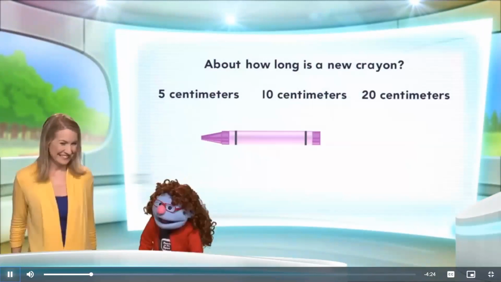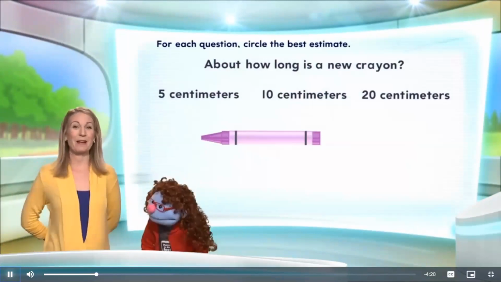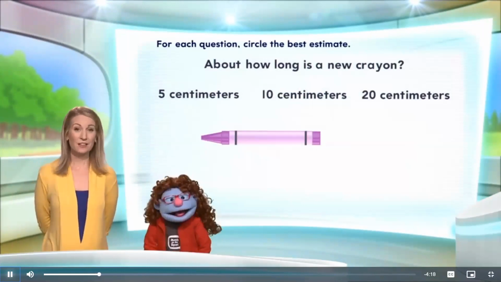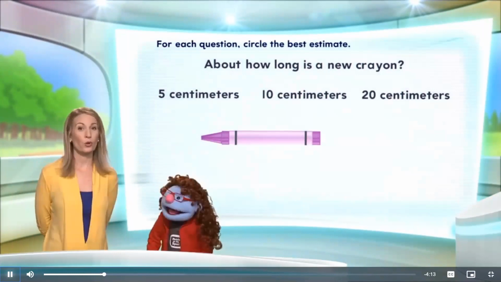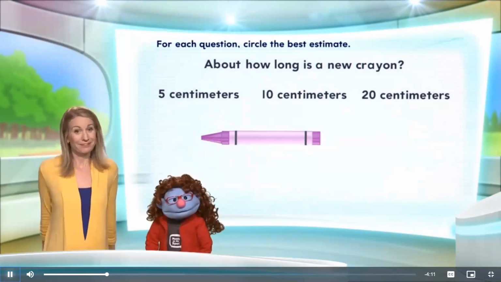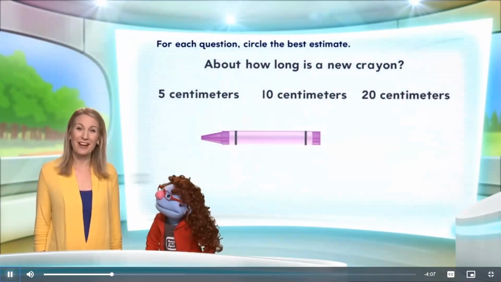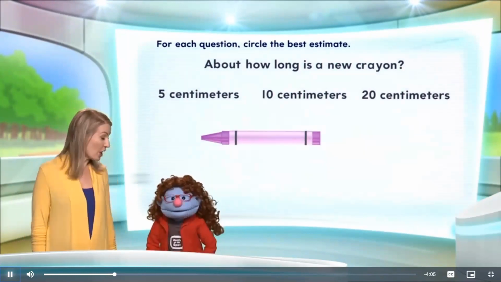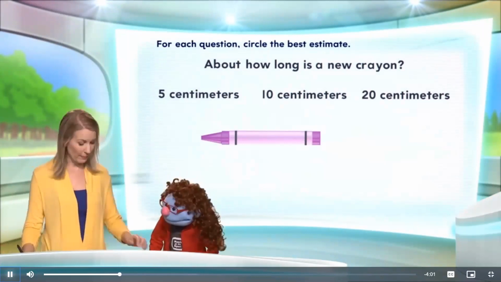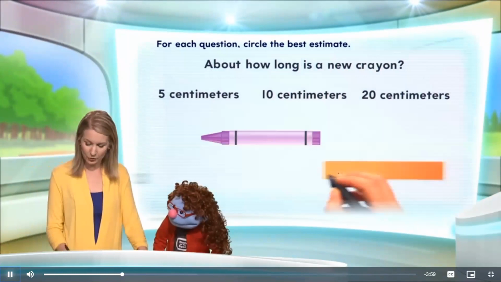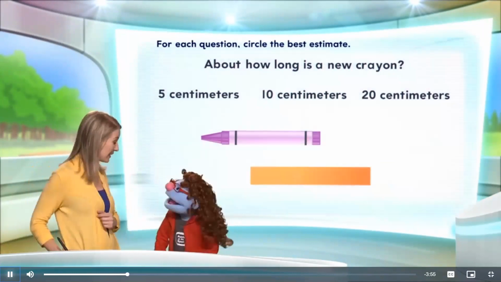Math puzzles. Here is a new crayon. We want to find out about how long this is. Is the crayon about 5 centimeters, 10 centimeters, or 20 centimeters long? Well, one way we can estimate the length is to compare the crayon to the length of something that we know. Now, here is a paper strip. And that paper strip is something that we've measured before. It is about 10 centimeters long.